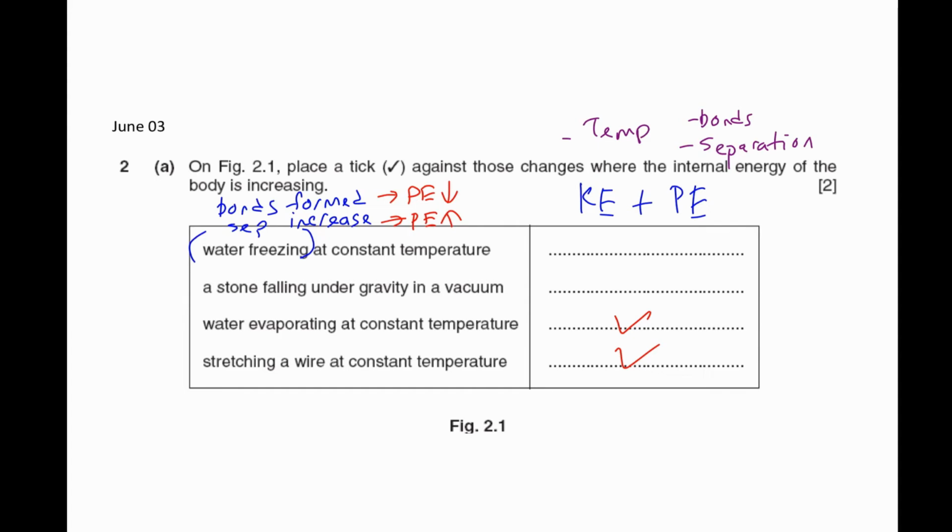So the hydrogen bonds make them expand a little bit. So when this water freezes, we know that the separation increases. So it seems that the PE will increase. So some people get confused. They say, oh, okay, so does it mean that bonds form, PE decreases, separation increases, PE increases, so it cancels out each other? The answer is no.